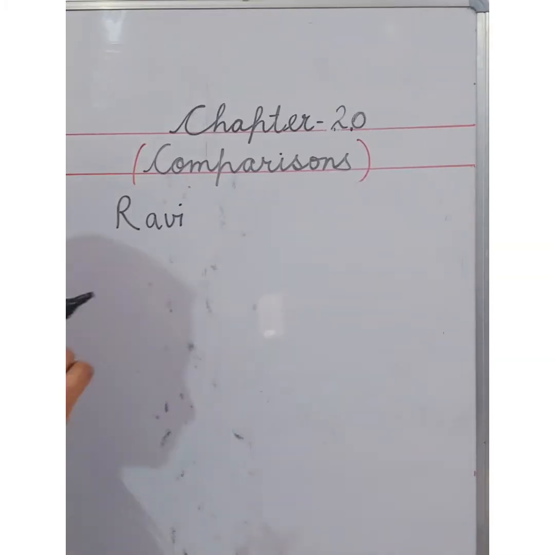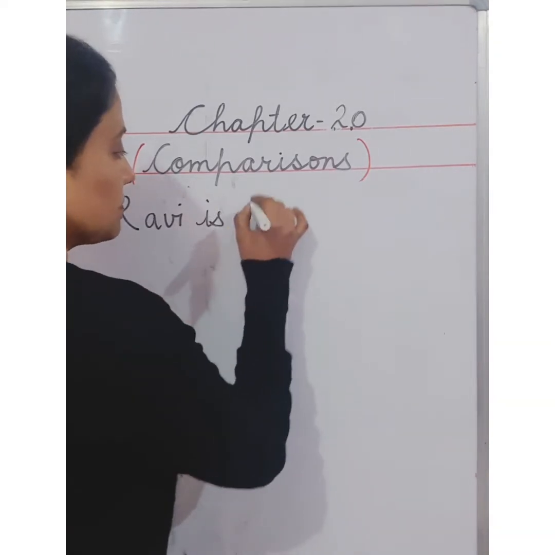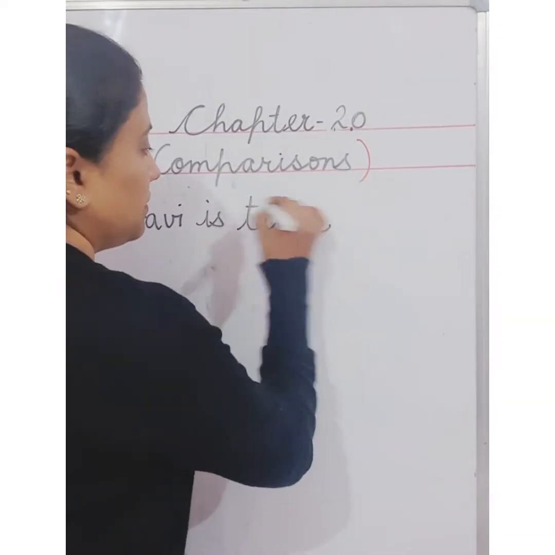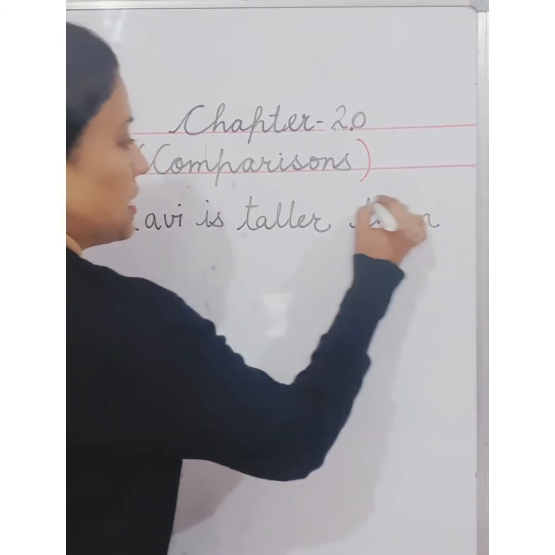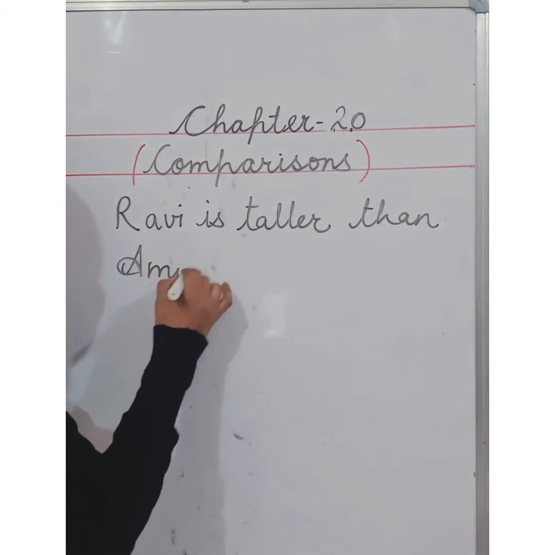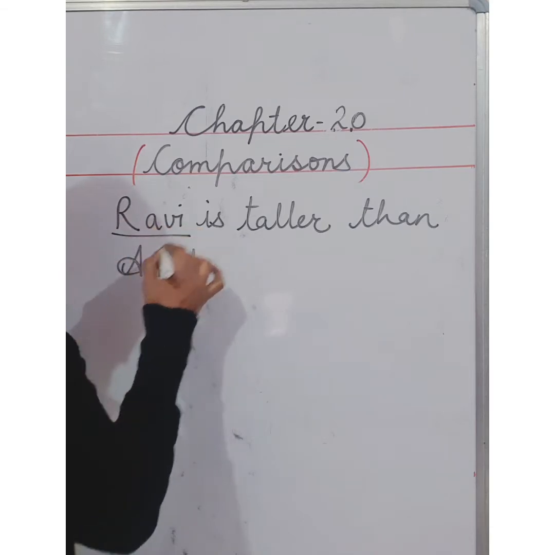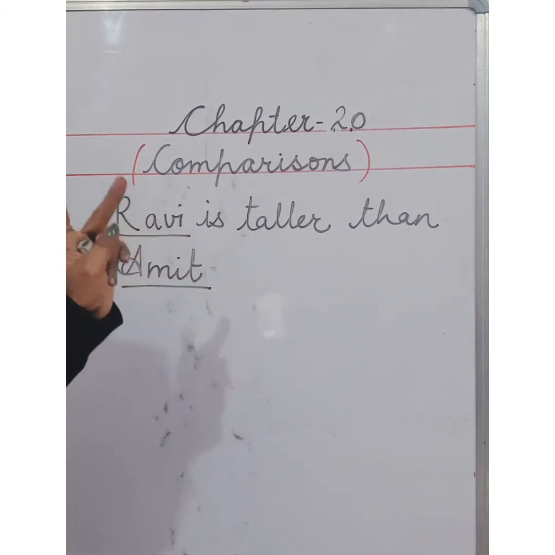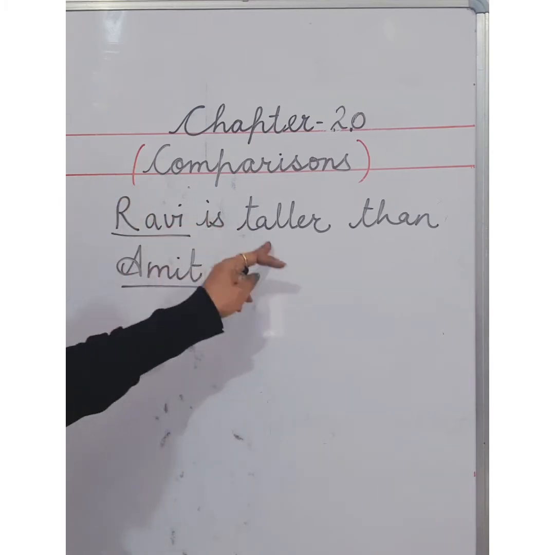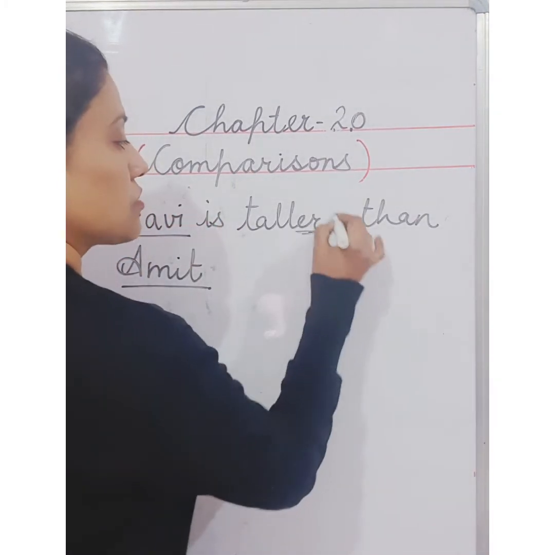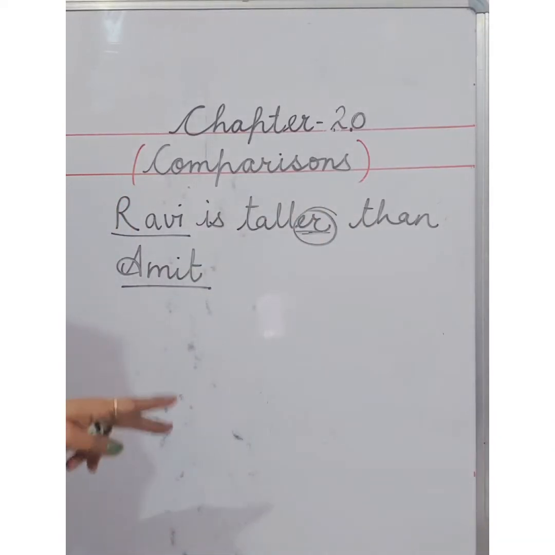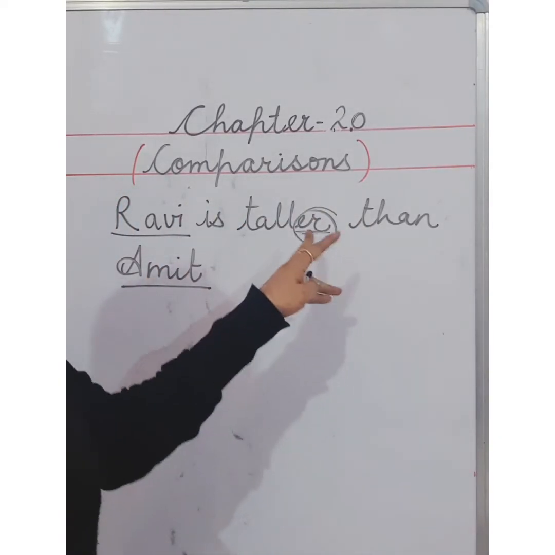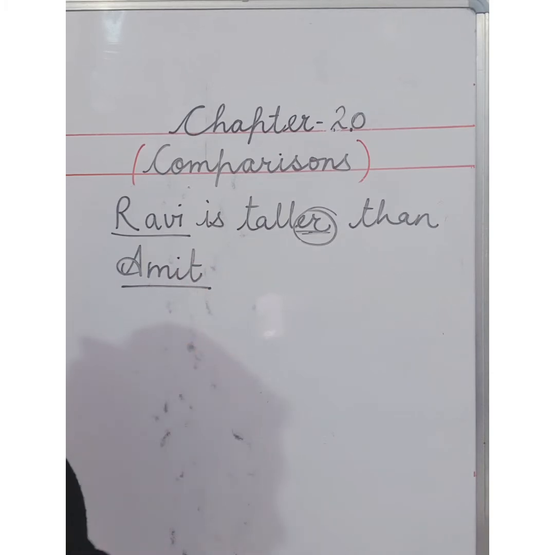Okay, let us move to more examples. Ravi is taller than Amit. So here I am comparing two boys. How many boys? 1, 2. So when we are talking about any two things, two persons, two places, we always use er at the last. So I have added here er, taller. I will not write tall. I will not write tallest. I will write taller. Why? Because here we are talking about two persons. Okay. More example. Next.